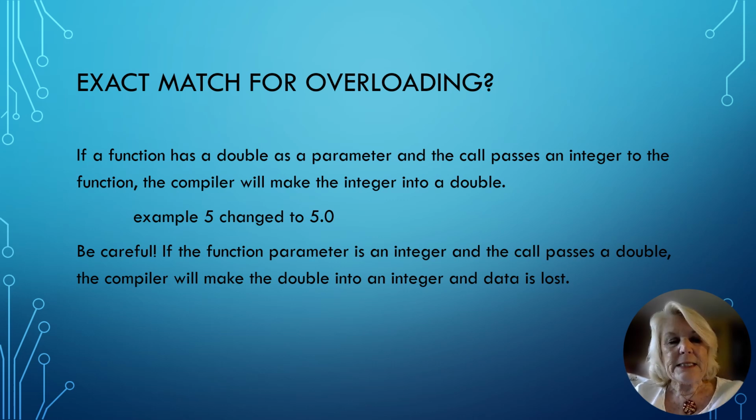But look at the last sentence here. We have to be careful. If the function parameter is an integer and the call passes a double, the compiler will make the double into an integer, and that data with the decimal point after is lost.